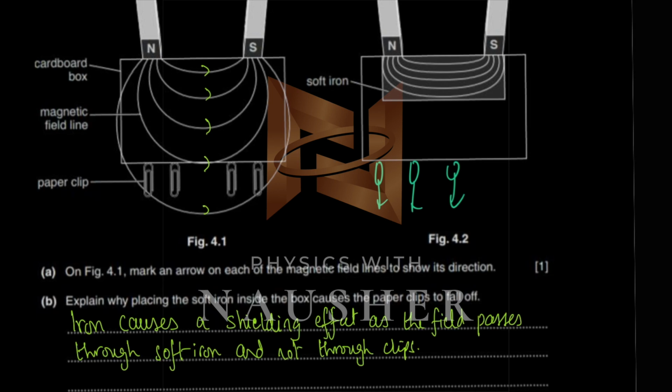If the paper clips were attached to the soft iron, they would have remained attracted because the soft iron will magnetize and the paper clips will also magnetize. But in this question, the paper clips are not attached to the soft iron. They're attached to this cardboard box.